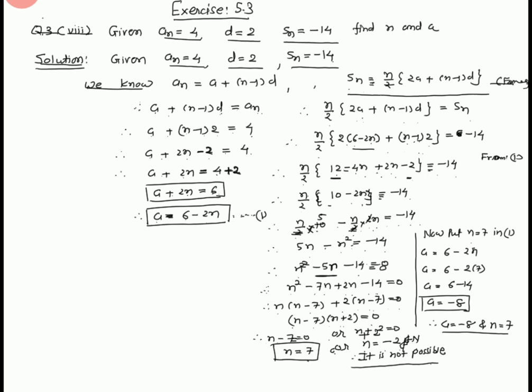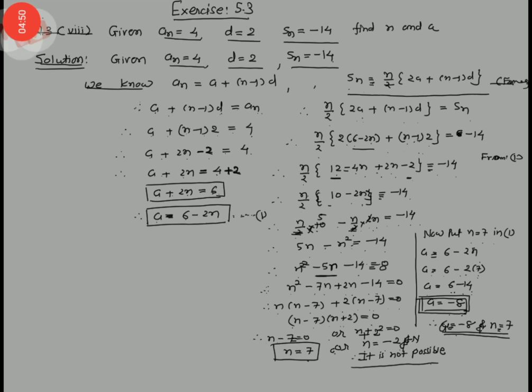Put the value of n equal to 7 in equation number 1. a equal to 6 minus 2n. a equal to 6 minus 2 into the value of n, which is 7. a equal to 6 minus 7 into 2, 14. 6 minus 14, minus 8. We find the value of a equal to minus 8. Therefore we have found a equal to minus 8 and n equal to 7, which is the required answer.